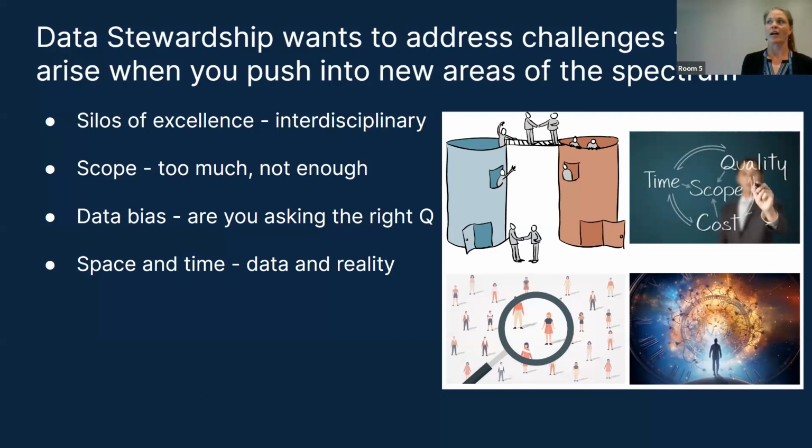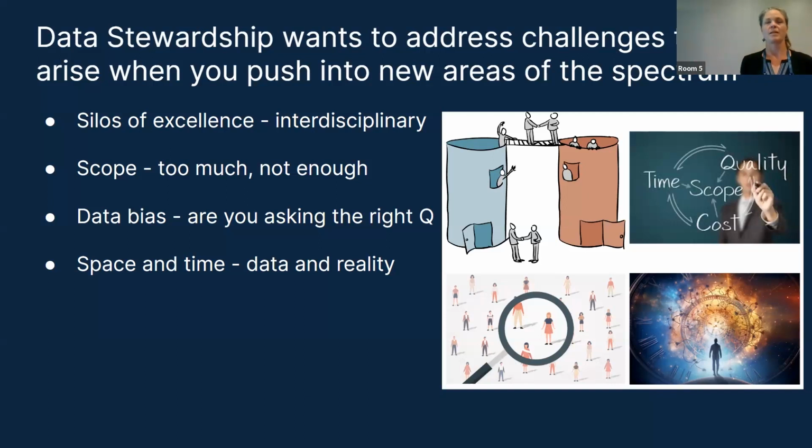Data bias. Are you making sure you're asking the right question with the data that you have? And there are many layers of biases that we can get into. I think we're going to try to capture some of that in this publication, but just making sure you're asking the right question based on the data that you have.